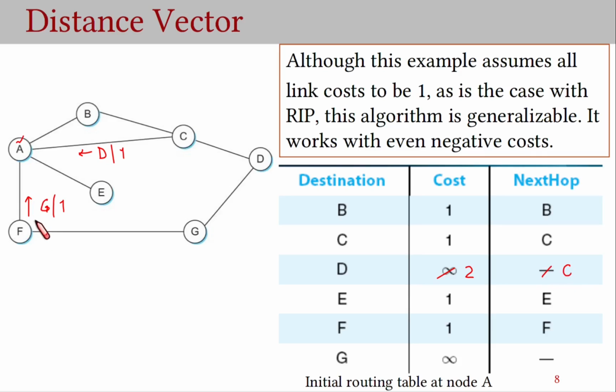And from the distance vector that it learns from F, it will know about G, right? So again, the cost to G is going to be 2, and it's going to be able to reach G via F, and so the next hop is going to be F. And as you can see, there is not going to be any other change as far as A is concerned.